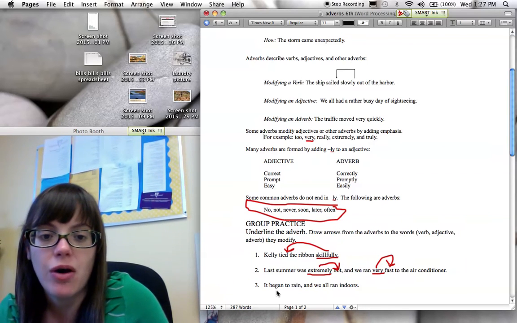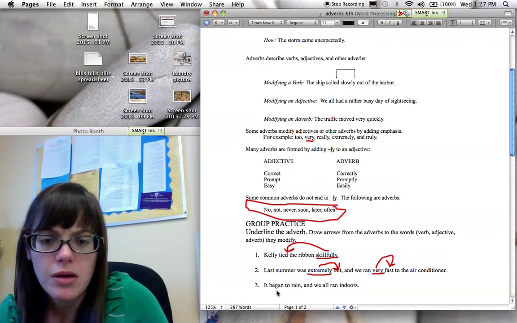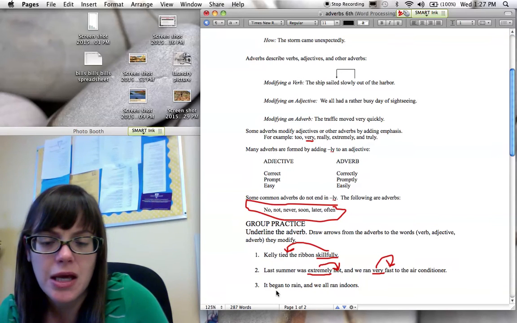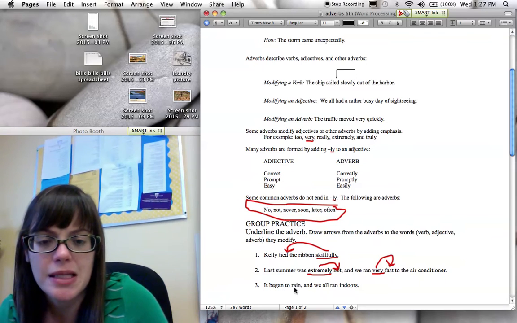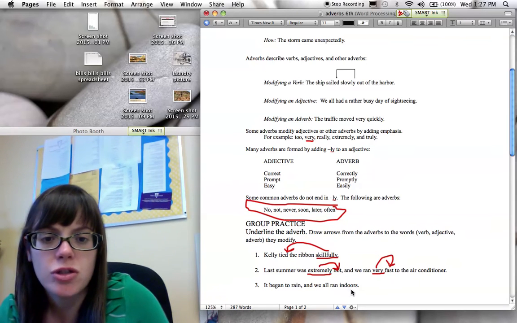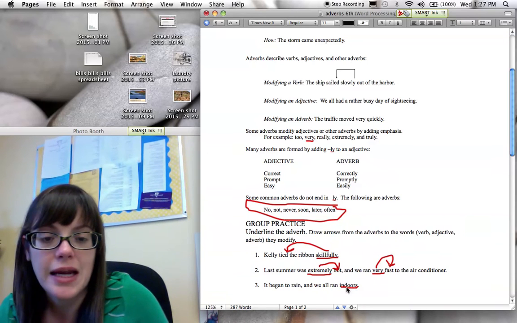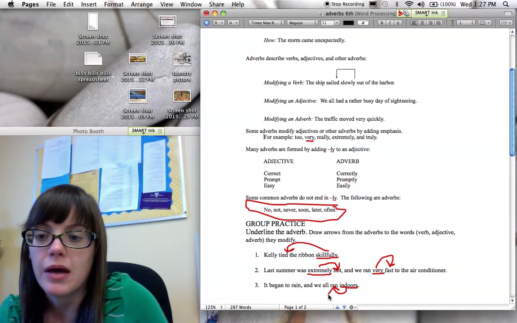All right, let's take number three. It began to rain, and we all ran indoors. So let's take a look at this. I'm looking for words that tell me how, when, or where something happened. So my first one, got my subject it, verb began to rain. So nothing in that first part of the sentence. And we all ran indoors. So indoors tells me where. So that looks like an adverb, and it looks like it's describing ran. It's telling me where we ran.